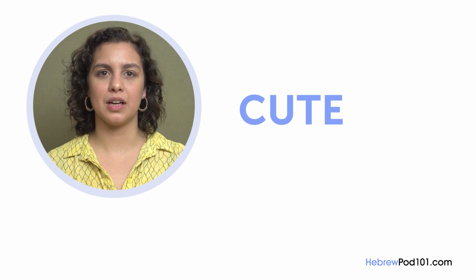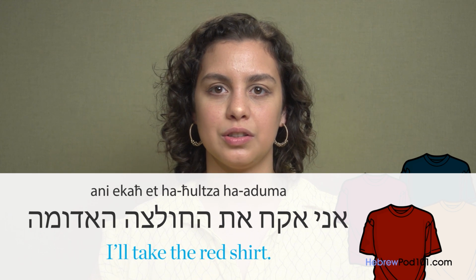To explain how it's done, let's look at some examples. Let's say you're at a clothing store looking for a new shirt. You've tried on a few, and now you need to decide which shirt to buy. Eventually, you decide on a red one. You can tell the salesperson, I'll take the red shirt.